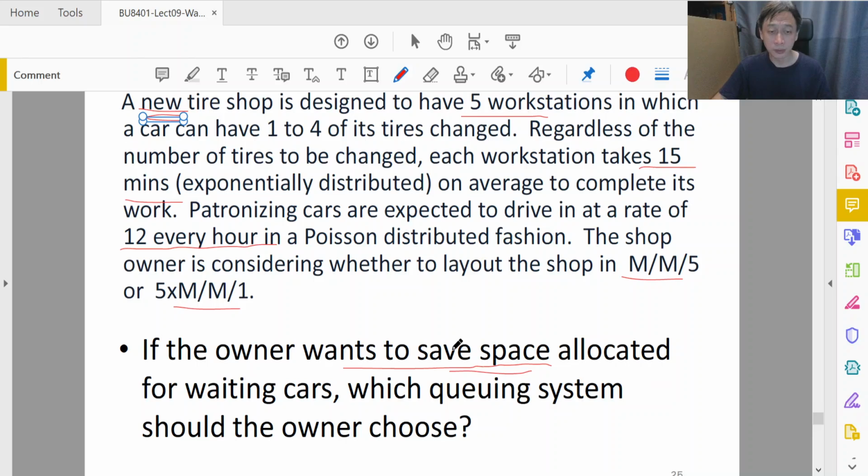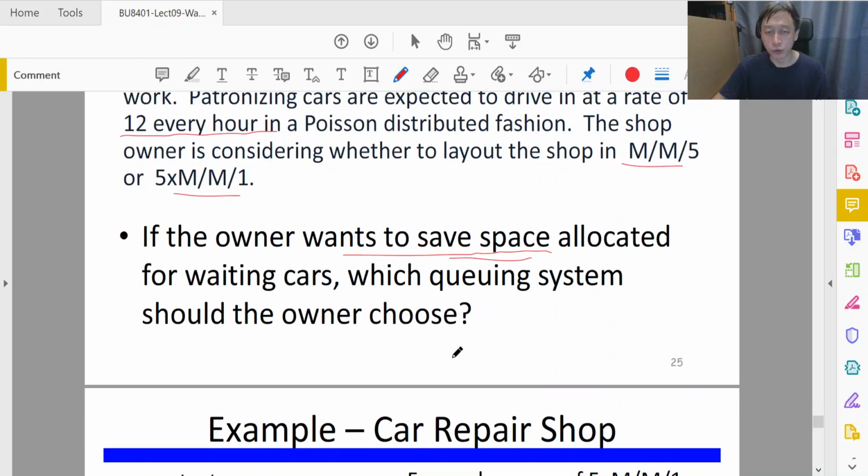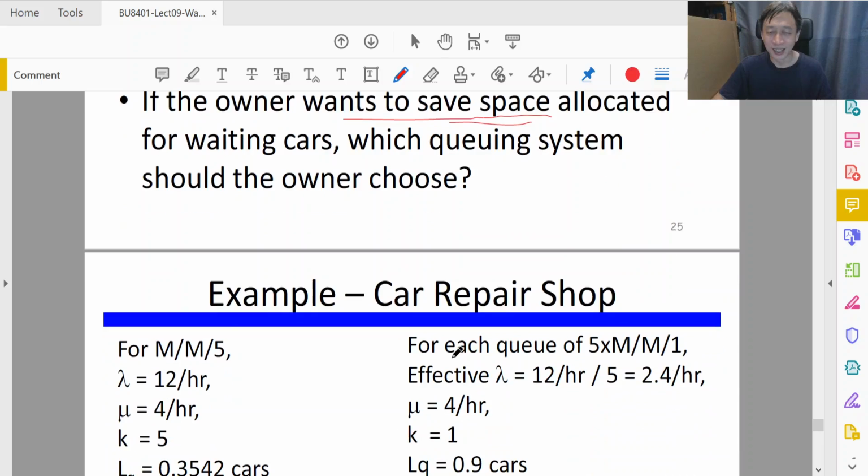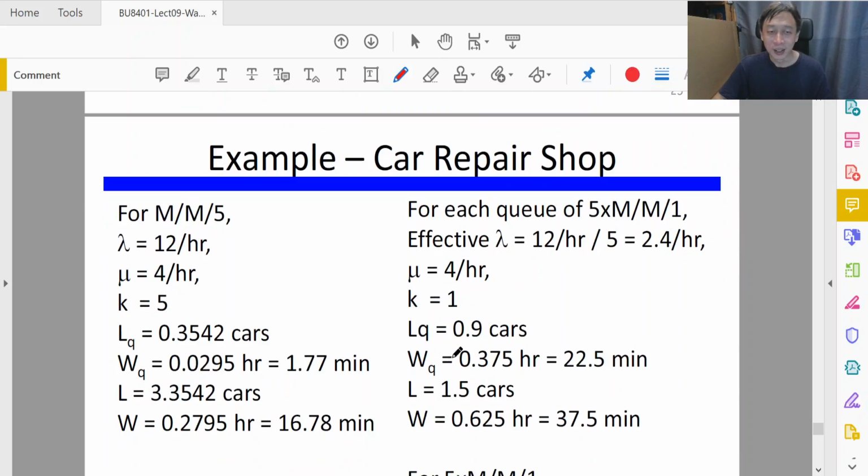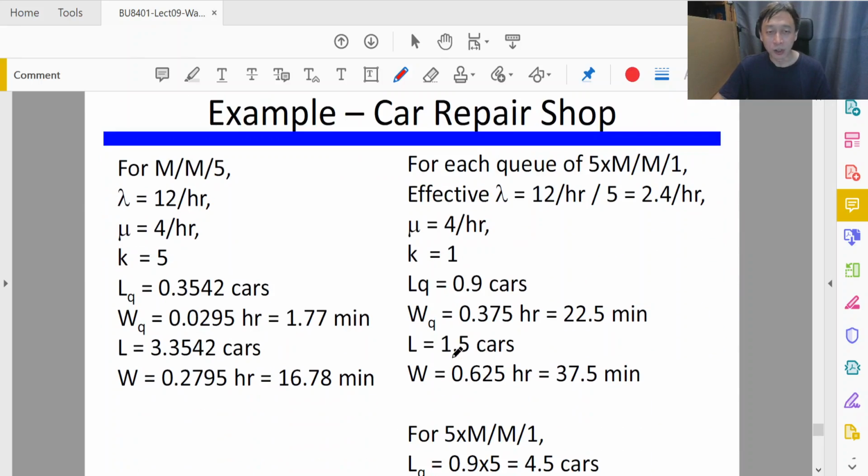And is it possible in the first place? So which way should the owner configure the queue system? So let's calculate for each case. For MM5, it's clear. One stream of cars coming in at 12 per hour, right?